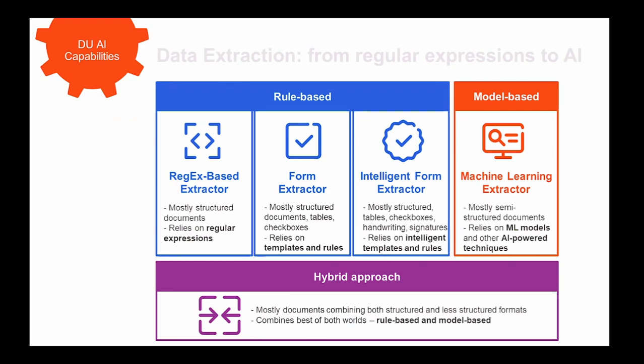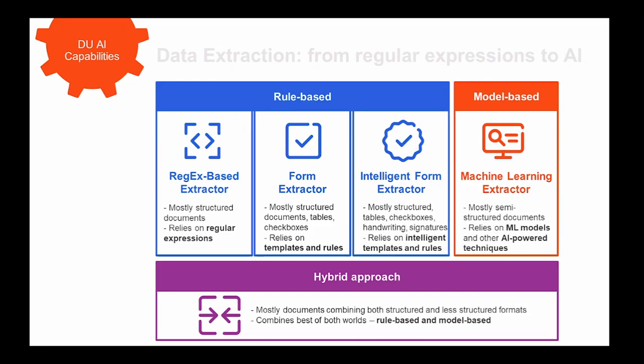The second key component of the document understanding solution is its AI capabilities, which can be seen in some of our extractors. As I have explained earlier, there are two main approaches to data extraction: rule-based and model-based, and when combined together, they compose a hybrid approach. Within UiPath document understanding, there are three rule-based extractors: regex-based, form extractor, and intelligent form extractor. They are used mostly for structured documents, tables, checkboxes, handwriting, and signatures.